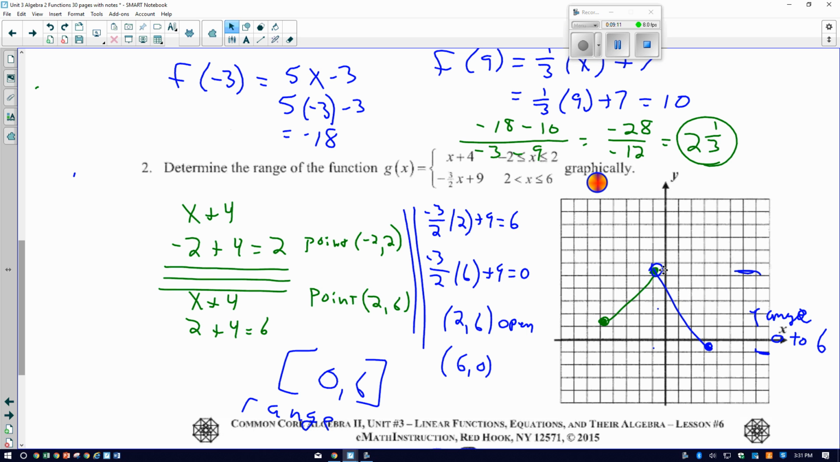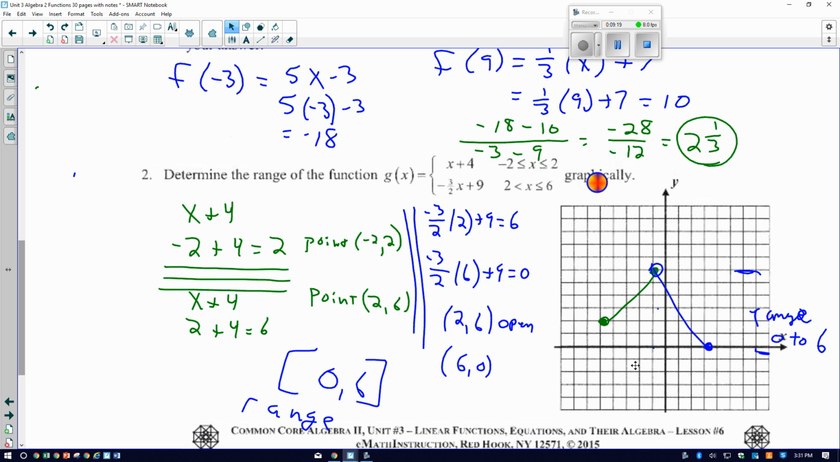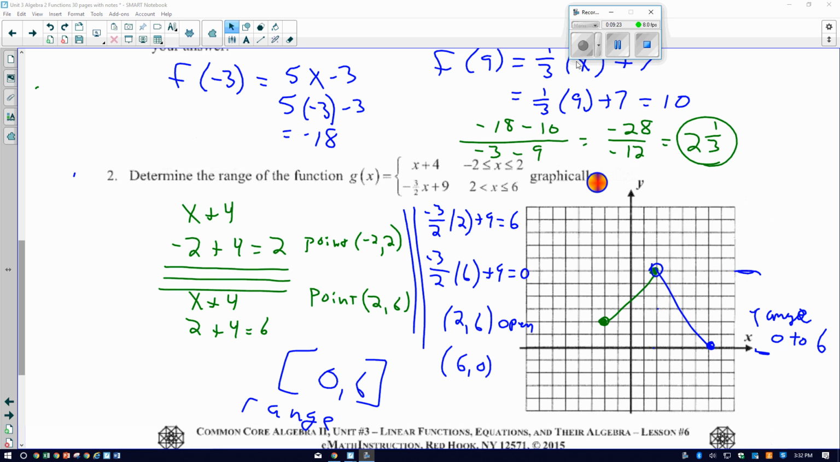Second equation, open circle, down to here. That's kind of off. 6, 0. Let me see. Hang on. Hit pause. There we go. That's much better. What happened was that the mouse grabbed the page and moved it. So I just locked it in place. You notice the range, lowest y value to the highest y value.